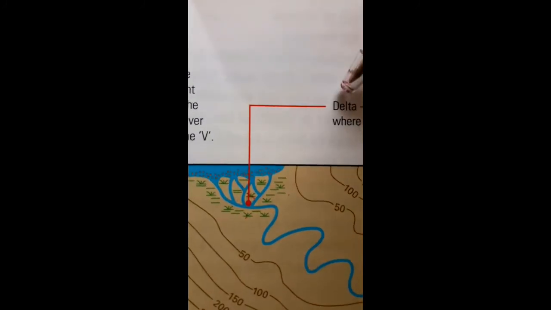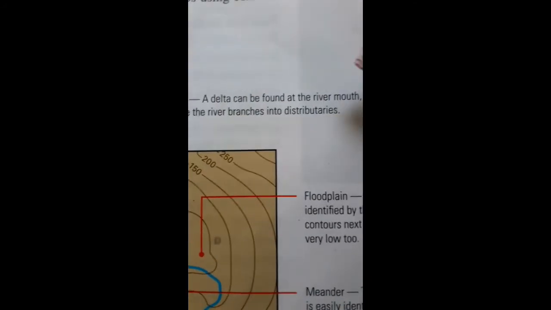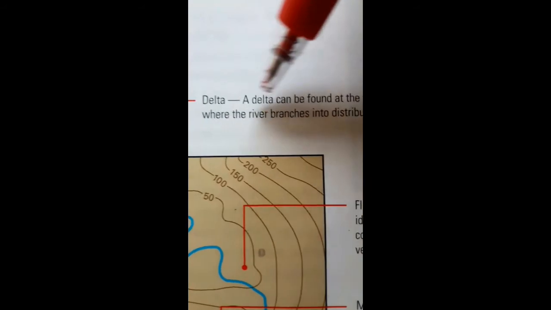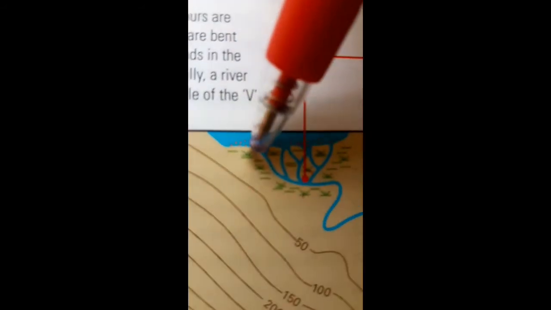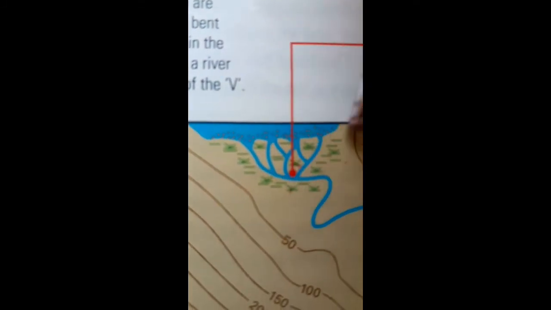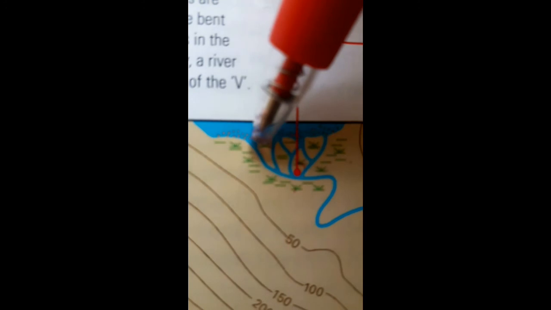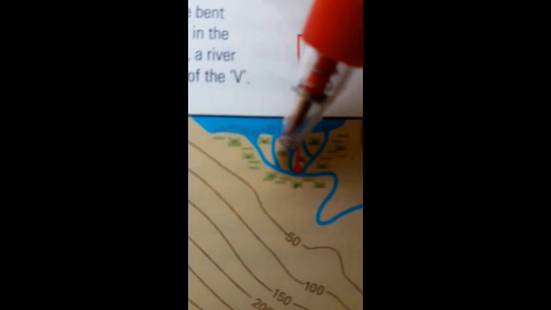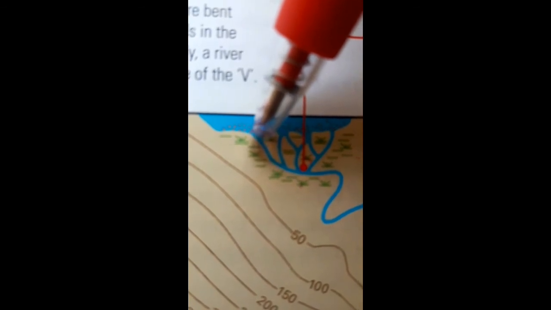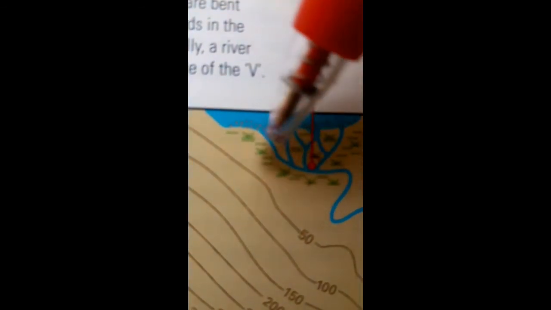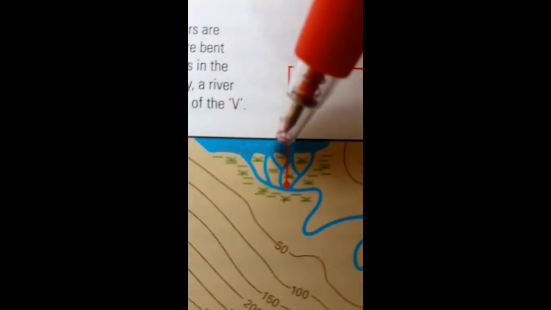And the last one is delta. A delta can be found at the river mouth, where the river branches out into these tributaries, like this one. Here, as you can see, the tributaries here, and then this color brown here, the sediments that are piled up like a triangle shape. This is delta. Alright?